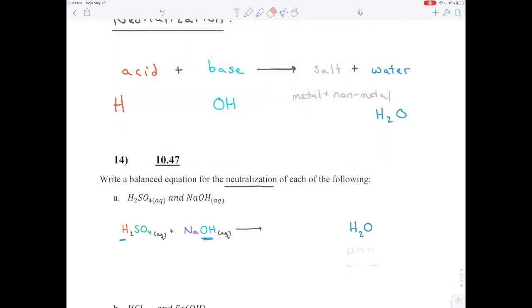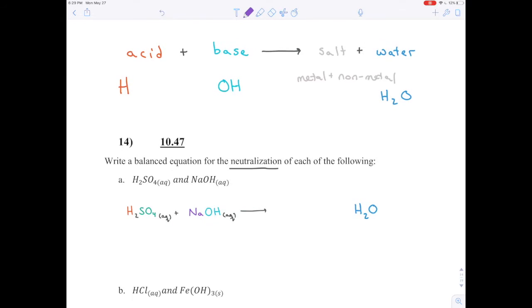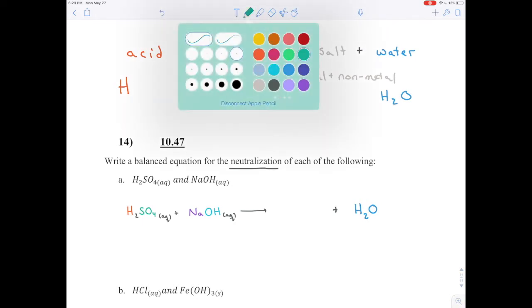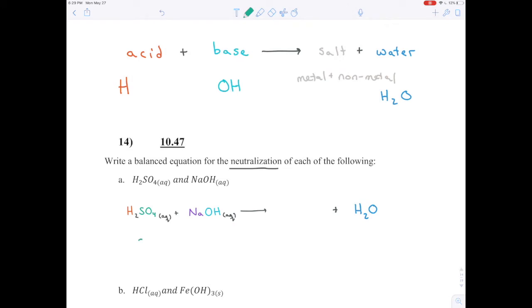Okay, now that leaves the other stuff to create the salt. And to find out how the salt will combine, you want to write each of the ions separately. So SO4 is a polyatomic ion. And you would know that because when you look at this compound, you have more than 2 capital letters. That's a sign that you have a polyatomic ion.